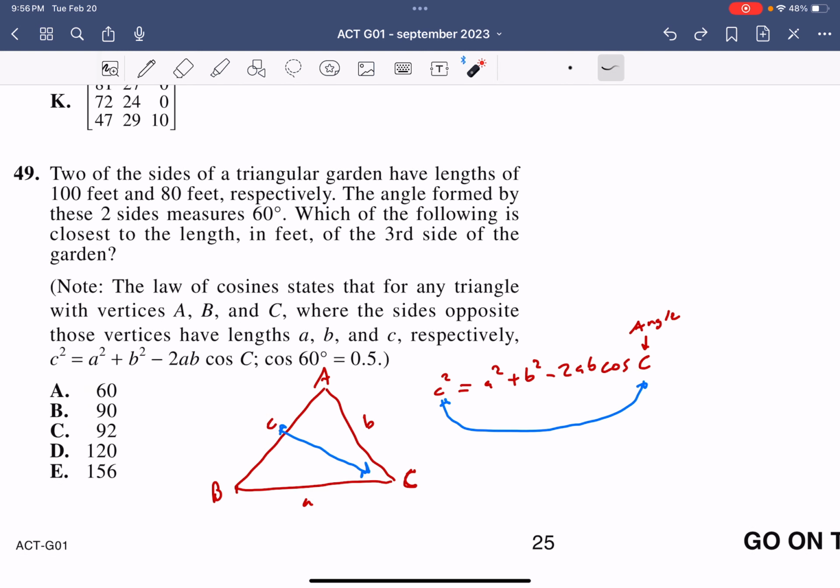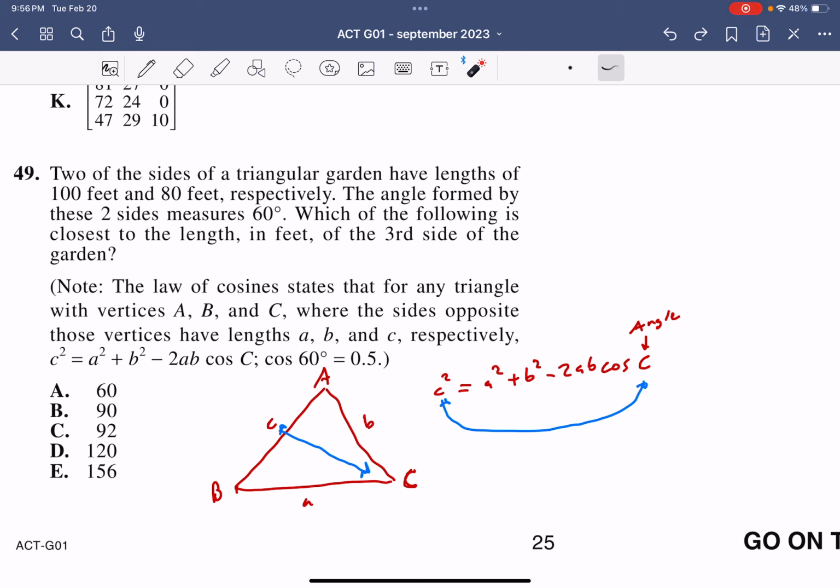It doesn't have to be C. This could really be A and capital A, and you would just replace the C's here with A's. It doesn't matter, but by convention, this is the formula they give you. So all you need to do now is plug in the information that they're giving you.